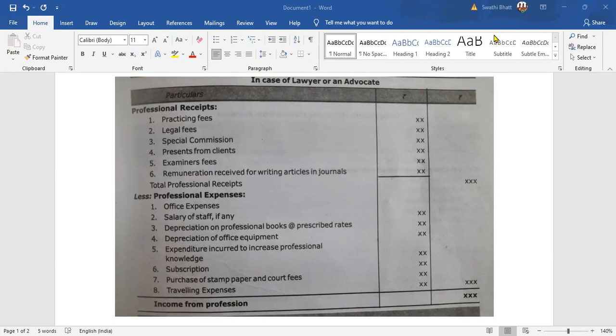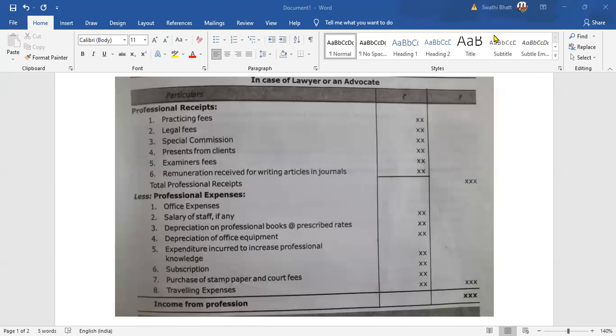So, first we'll look at the way of computing the taxable income of a lawyer. Now, this is a format, as you can see, the format which is on the screen. This is the format which you will be using. So, unlike the previous kinds of problems we used to solve where expenses are allowed and disallowed, here you don't have to do anything. You just have to pick the professional receipts. You just have to pick the professional expenses. What you get is income from profession.